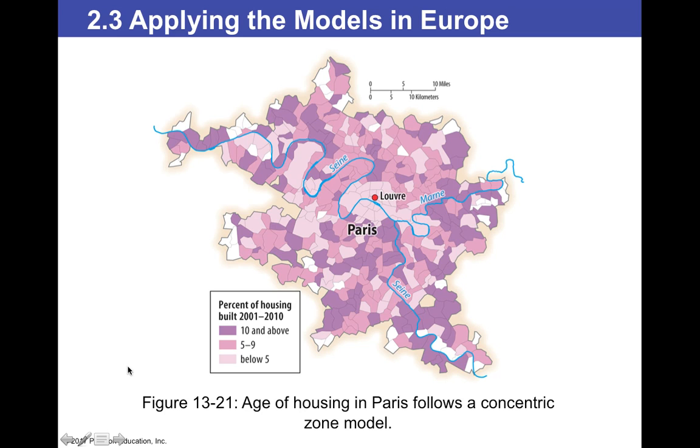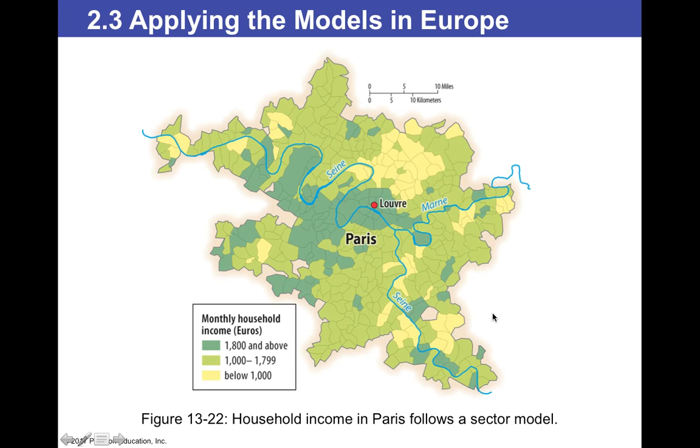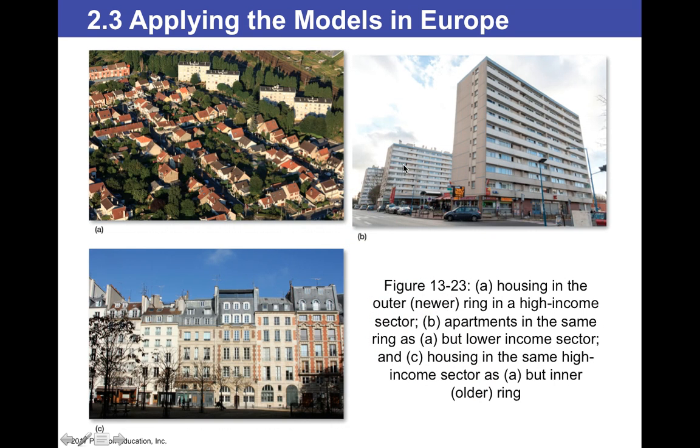Age of housing in Paris does follow the concentric model. So as you are in the middle, it is older, and as you move out, it's newer housing. Incomes follow the sector model. We have different chunks of incomes here. There's a sector of money. There's a sector of not as much money. There's a sector of the least amount of money.